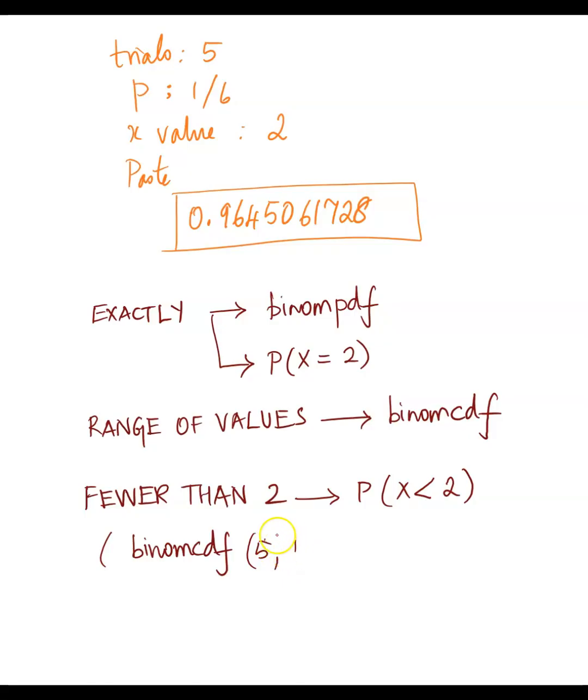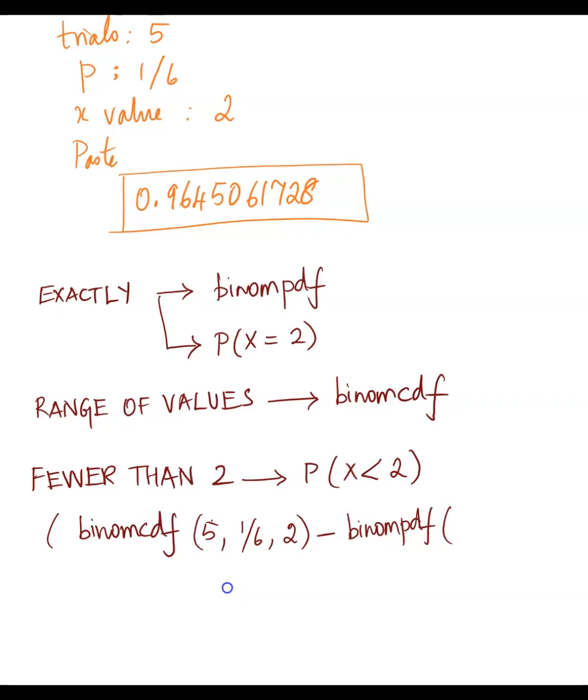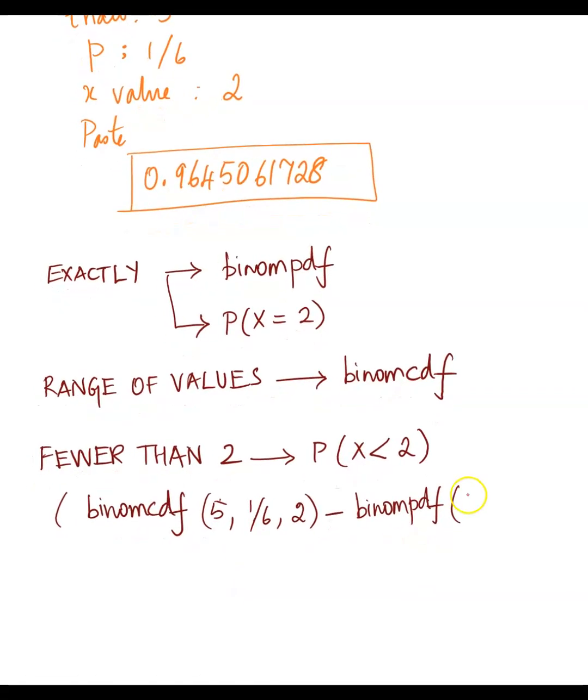P was, so the trial is 5, P is 1 over 6, and the X value is 2, okay? That minus binom PDF, because PDF gives you the exact value, okay? So what this does is 5. So it looks like you're entering the same values.